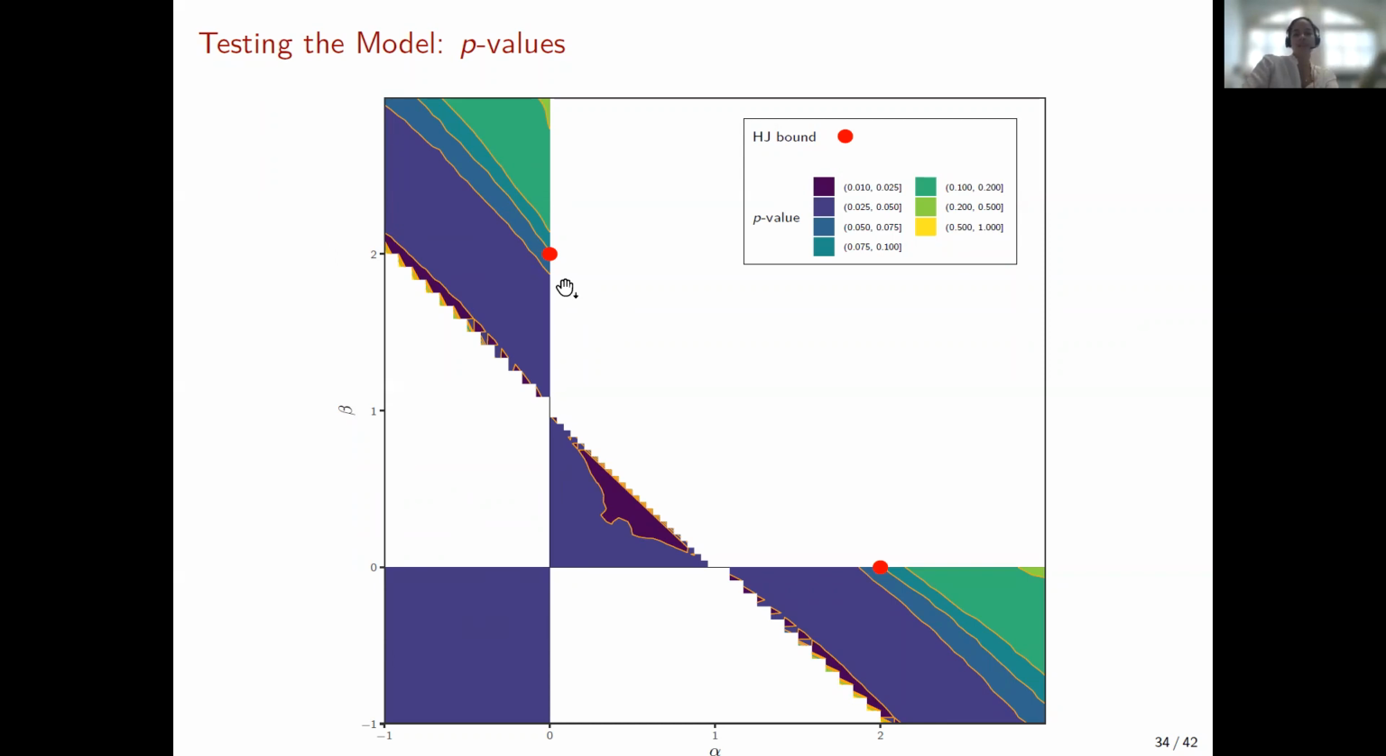Why is that? Because you can just introduce, for example, joint rare disasters in the aggregate consumption dynamics.